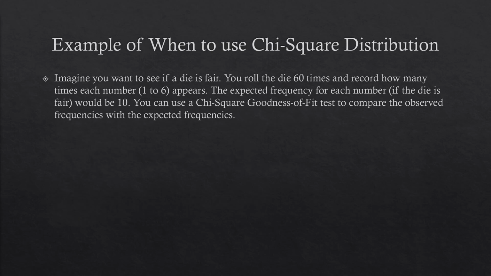So an example of when to use the chi-square distribution would be if you imagine you want to see if a dice is fair, and you roll the dice 60 times and check how many times each number 1 to 6 appears. The expected frequency for each number would be 10. But you can use the chi-square goodness of fit test to compare the observed frequencies with the expected frequencies. Because even though you expect to get all numbers 1 through 6 each 10 times, it doesn't mean that's what you're actually going to get.